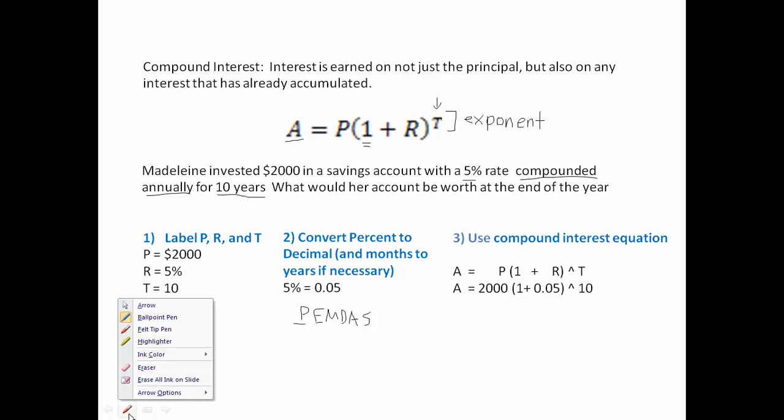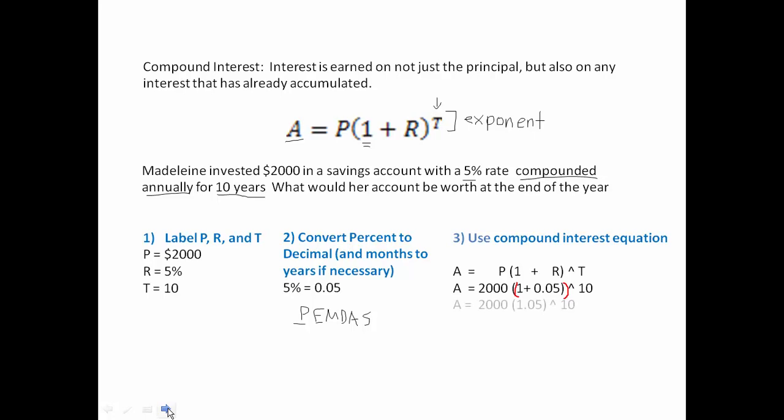So the very first thing I'm going to evaluate are the parentheses. I'm going to do this addition inside the parentheses. Well, this is actually a very easy addition to do. $1 plus 5 cents, well, that's $1.05. So when I evaluate that, 1 plus 0.05 is 1.05.